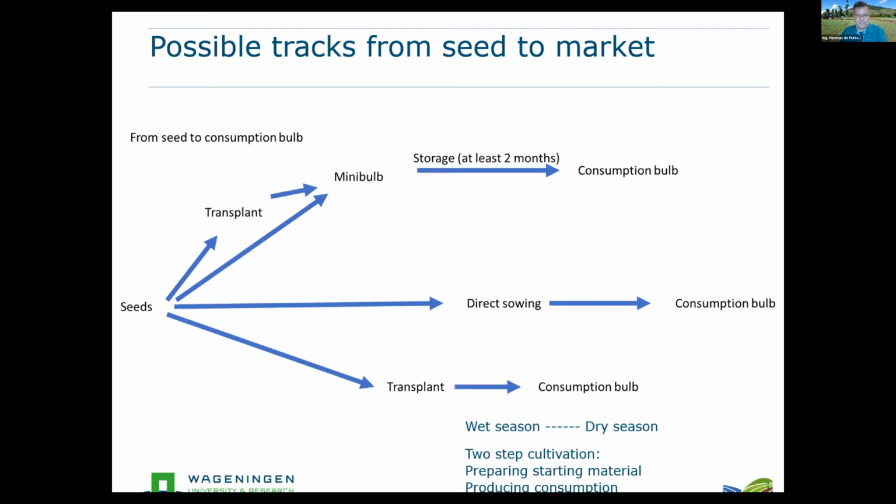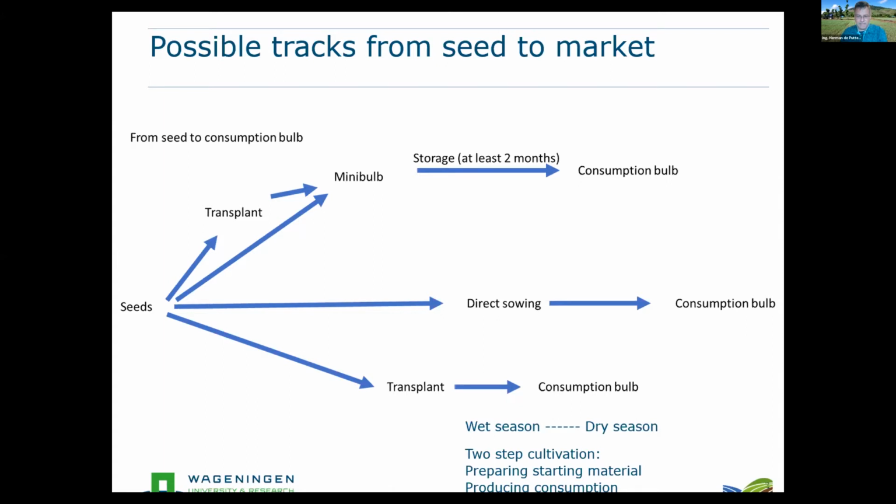From seeds, first you may need to raise mini bulbs, or you use a direct sowing track, or you produce transplants first and then you end up with consumption bulbs. With the experiments, we have compared all those paths to see what is the best way in terms of agronomy. I will not talk about economy, but more about what the production is. We also looked into the wet season and dry season.